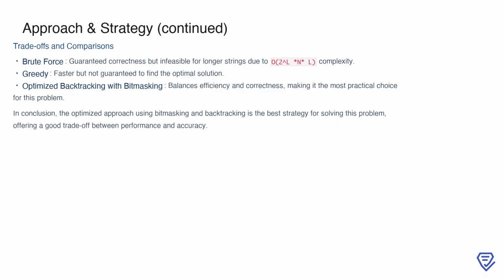In conclusion, by combining bitmasking to reduce the search space with backtracking to prioritize shorter abbreviations, this strategy achieves both performance and correctness. It effectively addresses the challenges of the problem, making it a compelling and scalable solution.